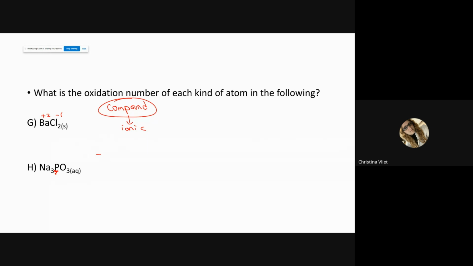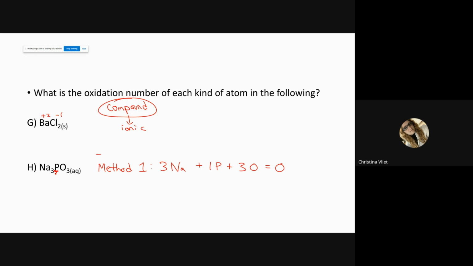All right, method 1 for this one. We set up an equation. We've got 3 sodium plus how many phosphorus? Plus how many oxygens? Equal to the overall charge of a neutral compound. There is no charge there, so it has to be 0. So we add up everything and equal it to 0.